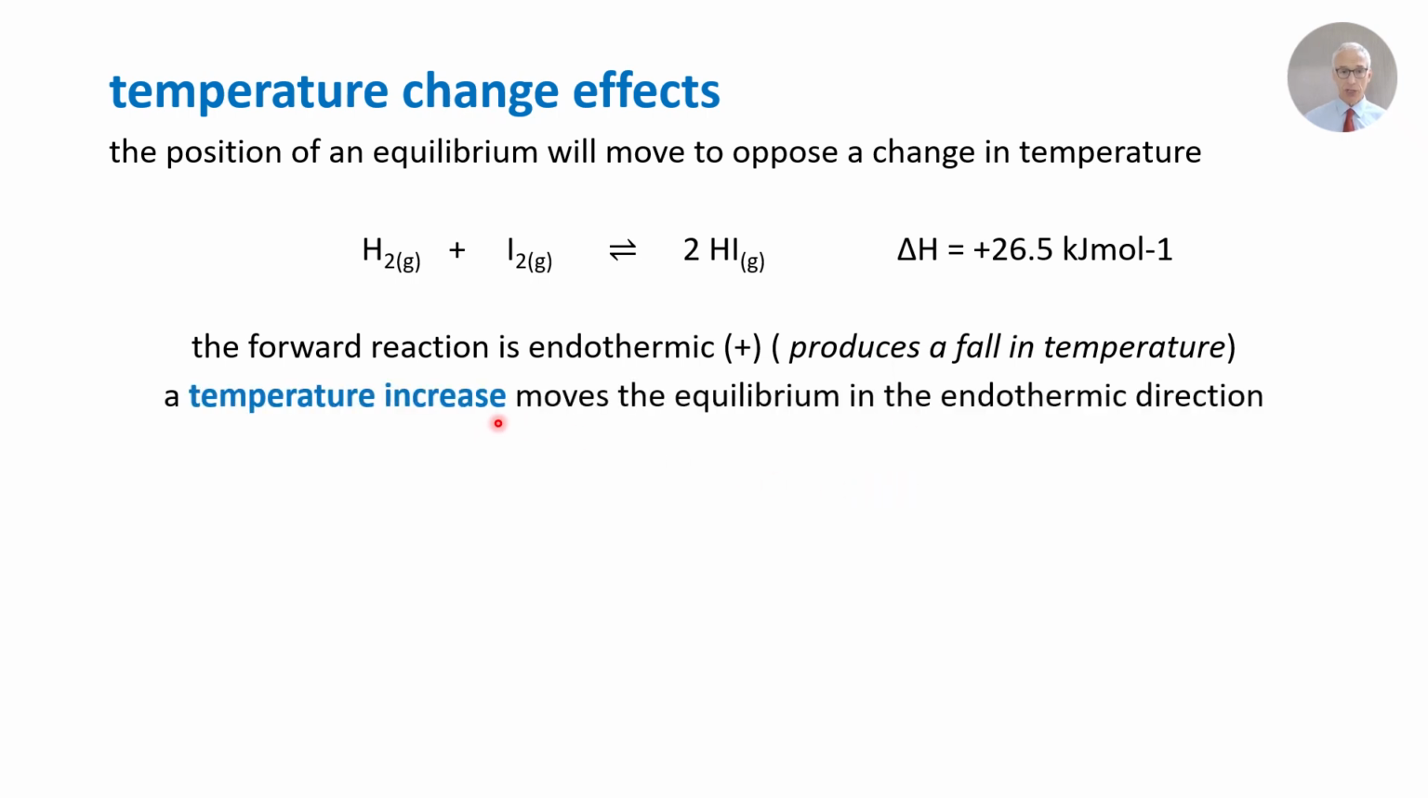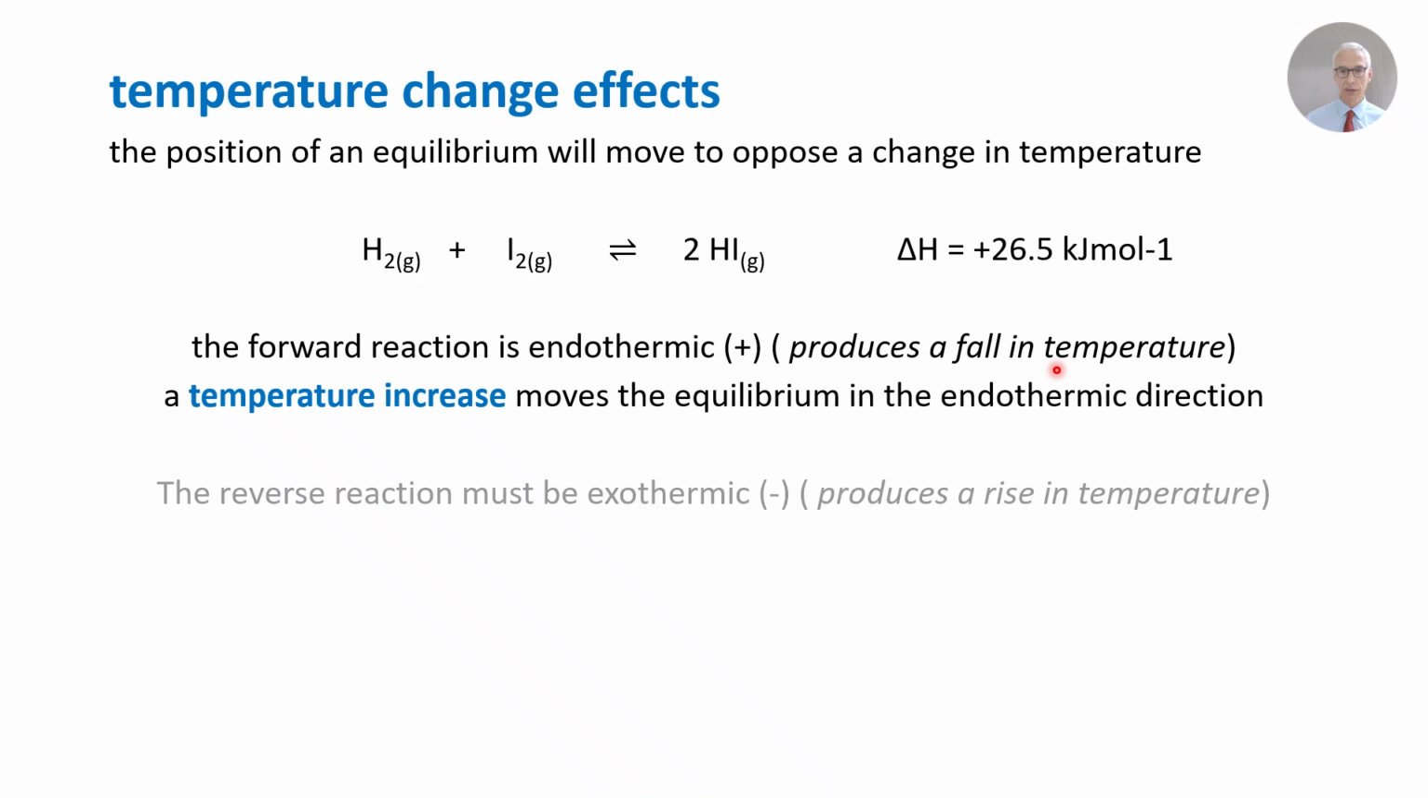So if a temperature increase is imposed, that will move the equilibrium in the endothermic direction. So a temperature increase is imposed, the equilibrium will move to oppose it by moving in the endothermic direction, that is trying to produce a decrease in that temperature rise.